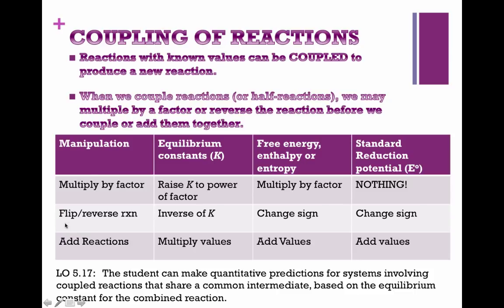And then if you flip the reaction or reverse it, like we talked about today, you take the inverse, so you take the reciprocal for K, you change the sign for delta G or delta H or delta S, and you change the sign for cell potential. And then if you want to add reactions up, you multiply the values for K, and add them up for either E or delta H, delta G, or delta S.